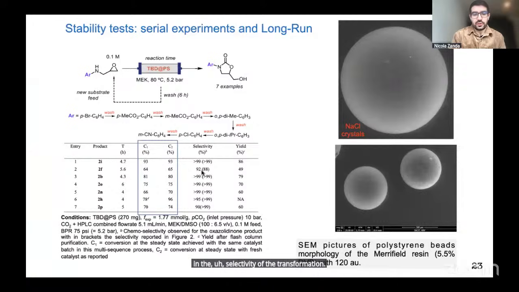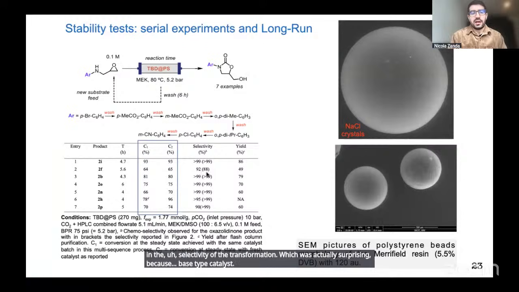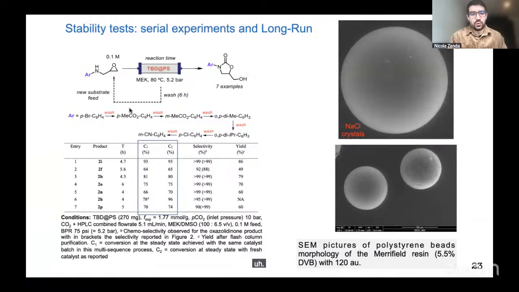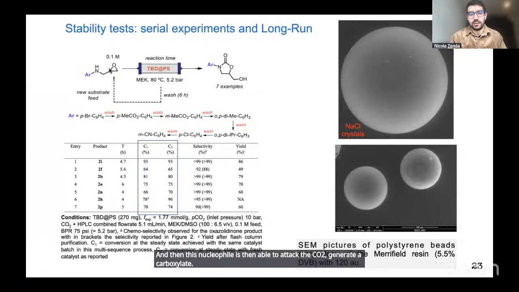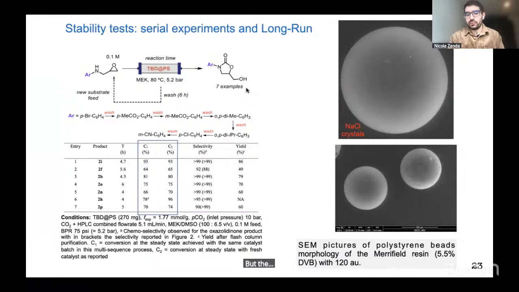which was actually surprising because base-type catalysts act with a mechanism in which the aniline is activated by protonation, and then this nucleophile is able to attack the CO2, generate a carboxylate, which then will attack the epoxide, generating the product. But the other product that was observed was actually the carbonate, which is not possible to form with base catalyst and at these temperatures.